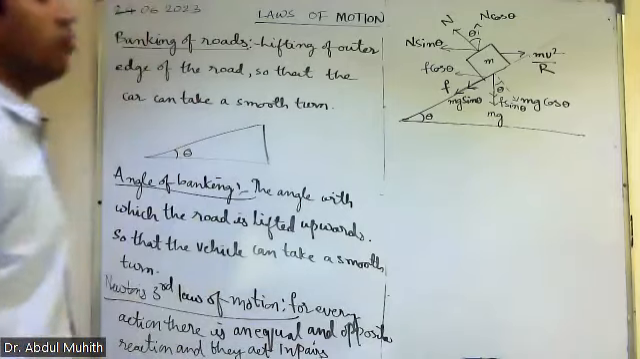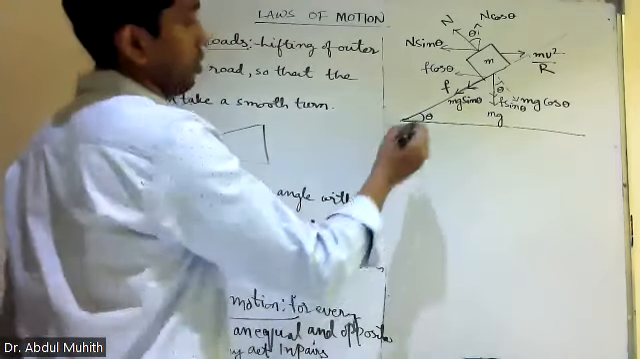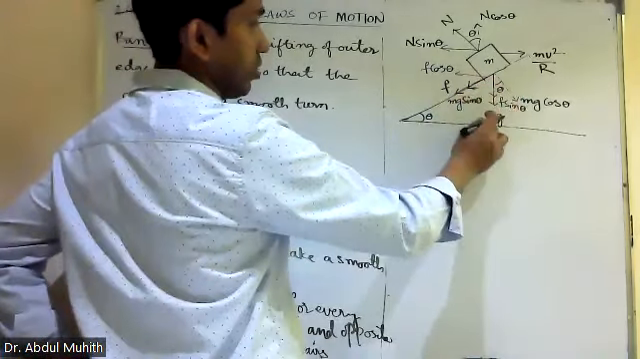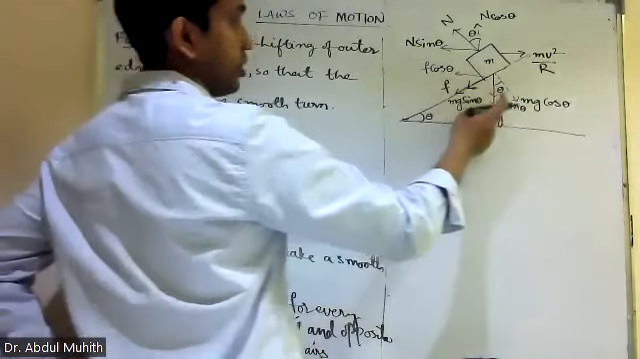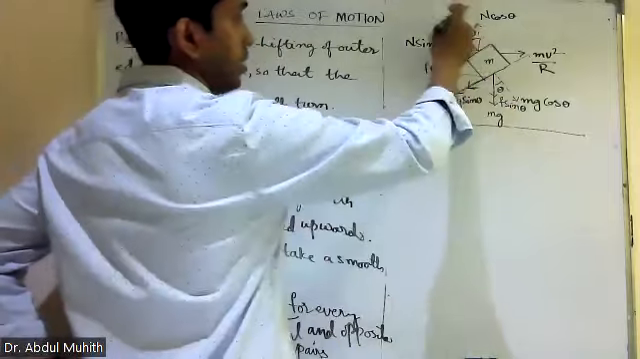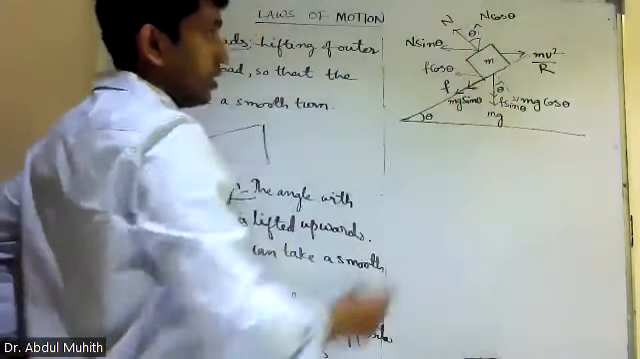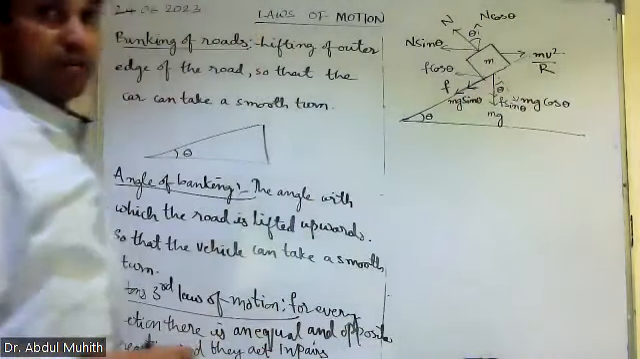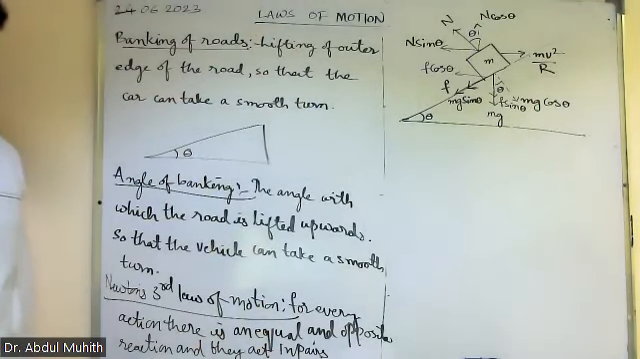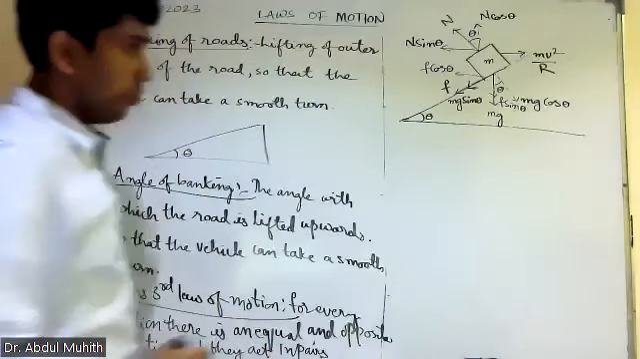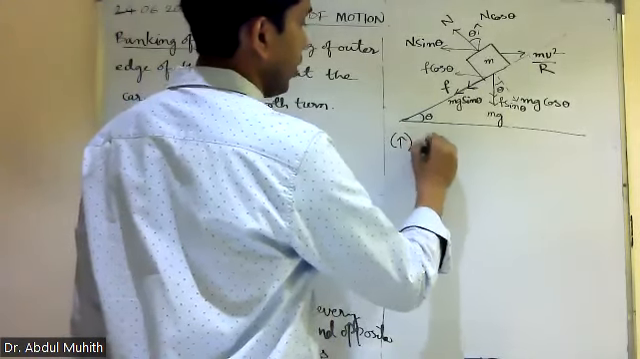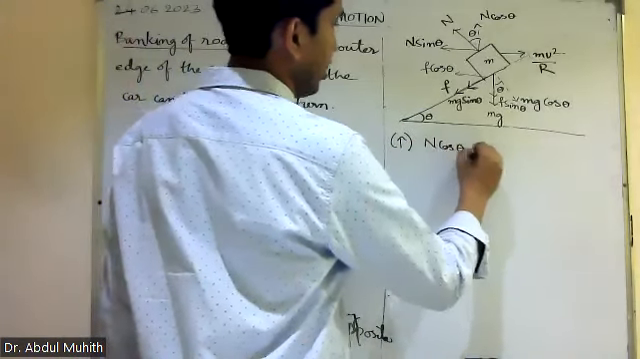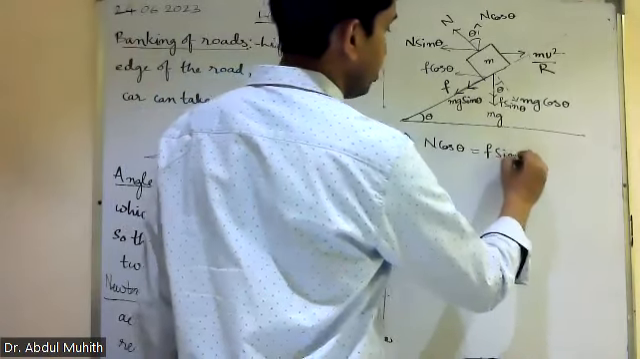So now what happens here? Once again, weight is acting downwards. There are two components, mg cos theta and mg sin theta. The frictional force has f sin theta and f cos theta. N is the normal reaction, with n cos theta and n sin theta. And this is the centripetal force, mv square by r. Now we are going to resolve the components for vertical and horizontal. First, we'll start with vertical. We have N cos theta equal to f sin theta plus mg.